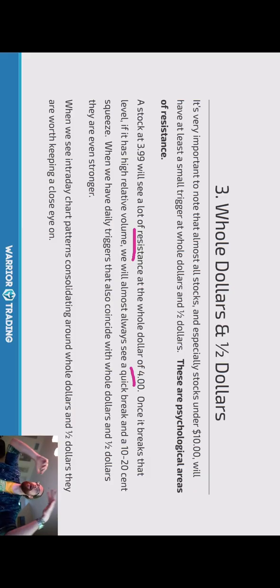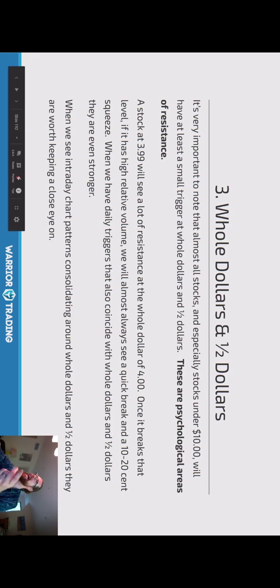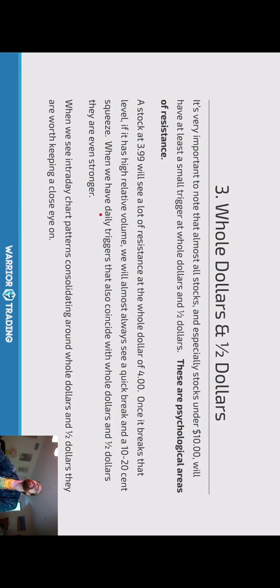Now it might tap that level. If it's already extended as it squeezes up, it might pull back off that level. Then as it comes back up for the next try, through that period of pullback, we might have had a 1-minute bull flag. And then we would look for the entry and the breakout through that resistance level. So it's resistance, but it's also a breakout setup, because if it breaks resistance, we expect a pop. When we have a daily trigger that also coincides with the half or whole dollar, it makes it even stronger.